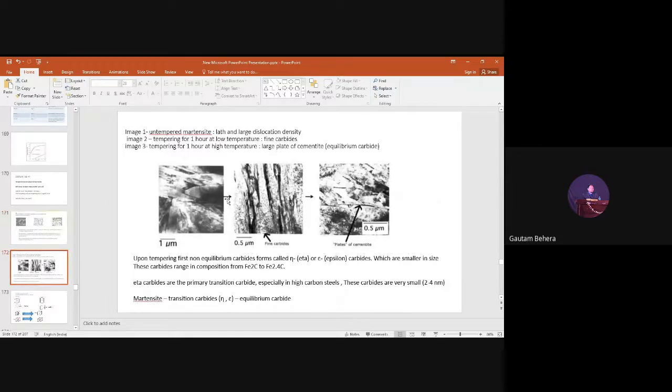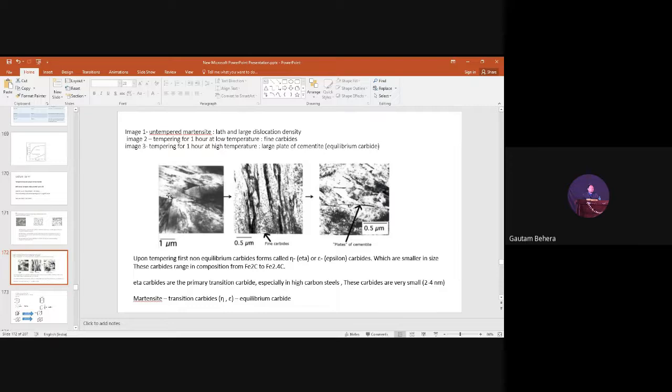Now this slide is showing you the change in the carbide structure, or what kind of carbides, or what kind of precipitate we have. So this structure is showing you a lath martensitic structure, right? That means this structure is obtained after hardening heat treatment. Just imagine you are doing hardening heat treatment on steel, and you'll get this kind of microstructure.